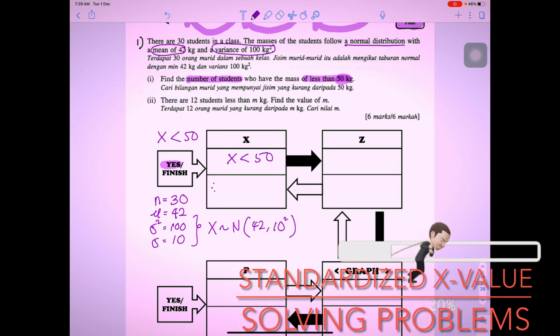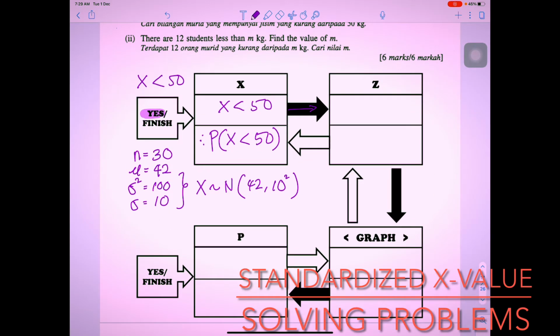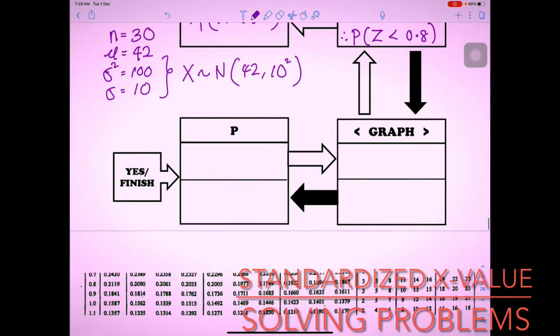Therefore, what we want to find is P(X less than 50). From the x value, we follow the arrow: we want to convert x to a z value. So z equals (50 minus the mean 42) over the standard deviation 10, and then z equals 0.8. So the question wants us to find P(Z less than 0.8), and then what do we do?